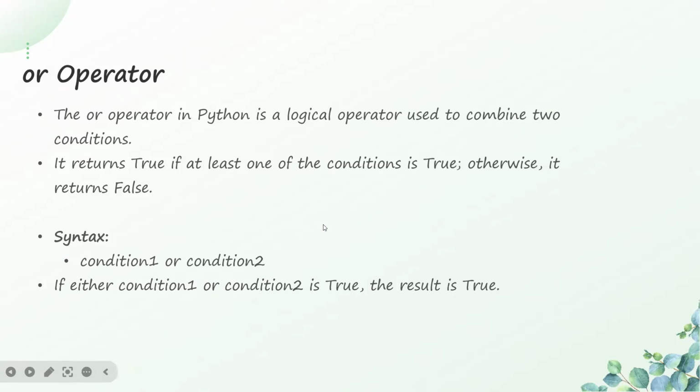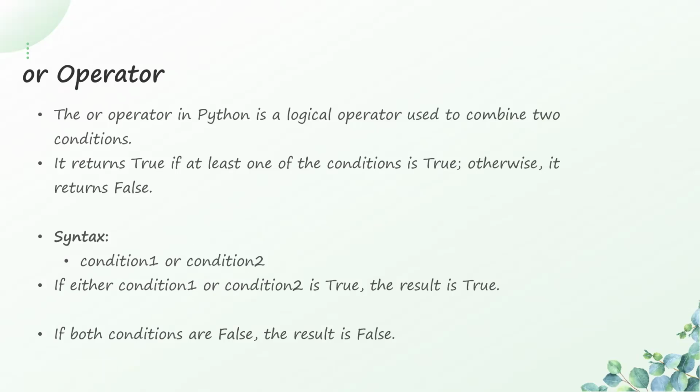But for the AND operator, both of them have to be true for the result to be true. So if both conditions are false, the result will be false. If you did not pay any of the fees, whether departmental fee or your school fees, you're not going to write the exam. So you have to pay one.